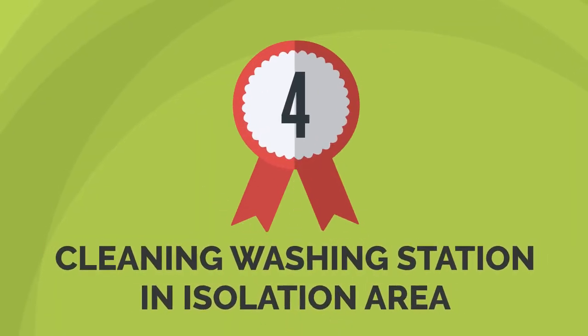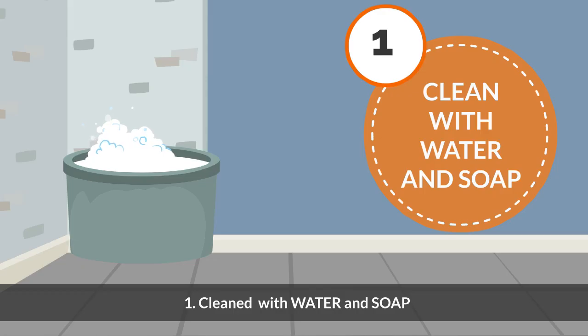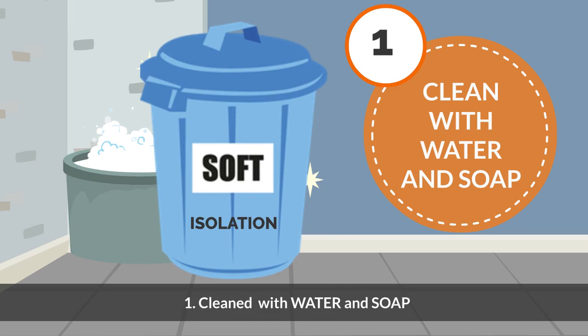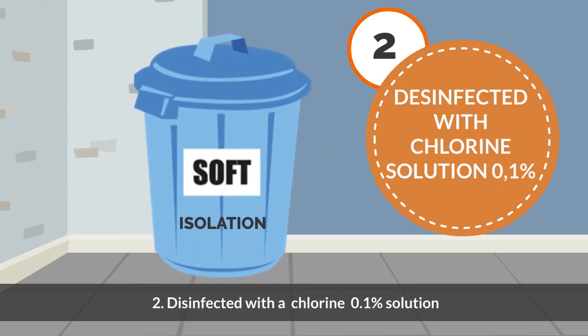Step 4. Clean a washing station in isolation area. In the washing area all the soft buckets are 1. Cleaned with water and soap. And 2. Disinfected with a chlorine 0.1% solution.